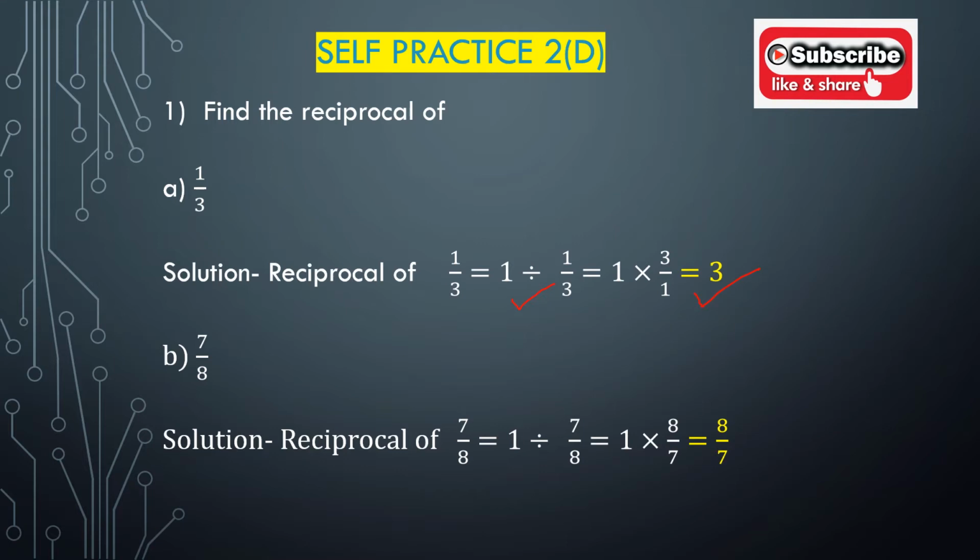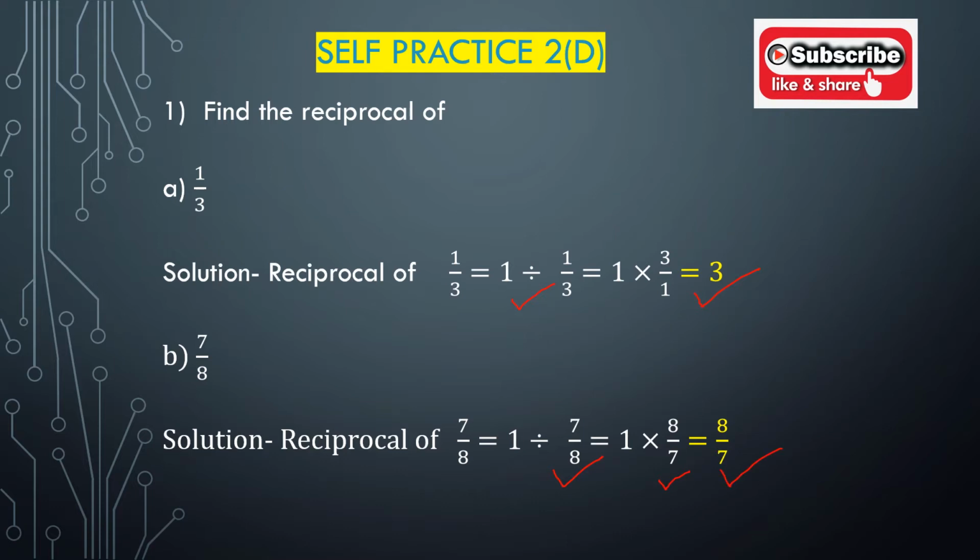Now second part B, 7 divided by 8. The reciprocal of 7 divided by 8 is 1 divided by 7 divided by 8. 1 multiplied with the reciprocal of 7 divided by 8. The reciprocal of 7 divided by 8 is 1 multiplied with 8 divided by 7, that is 8 divided by 7.